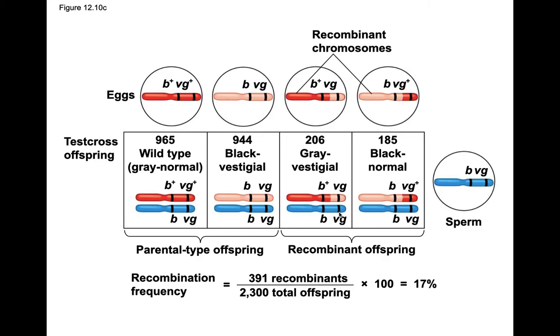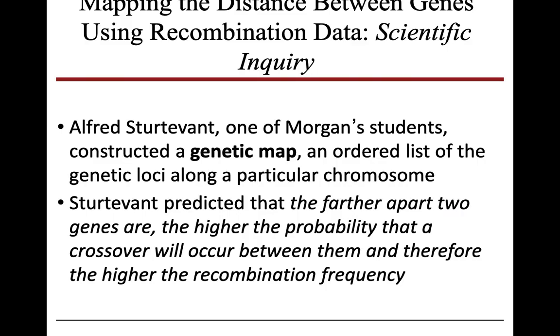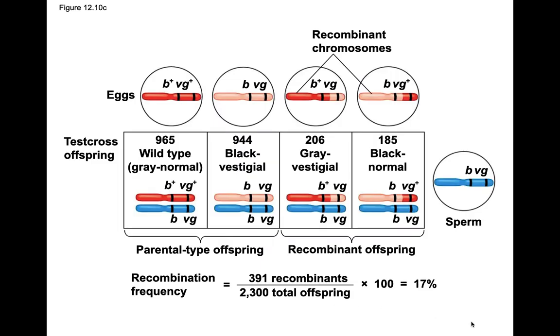When we looked at the actual recombinant chromosomes, not purely one or the other, we got about 17% or 391 recombinants out of 2,300 total offspring, a recombinant rate of 17%. What this helps us understand is that the further apart two genes are, the higher the probability that a crossover is going to occur between them, and therefore the higher their recombination frequency. So this rate of 17% isn't that large.